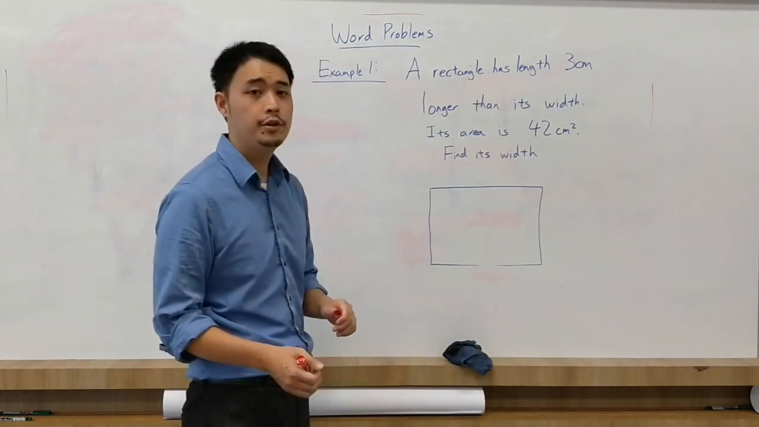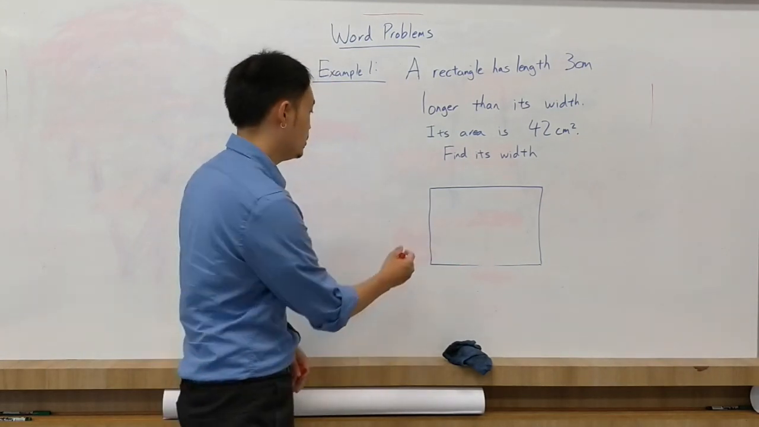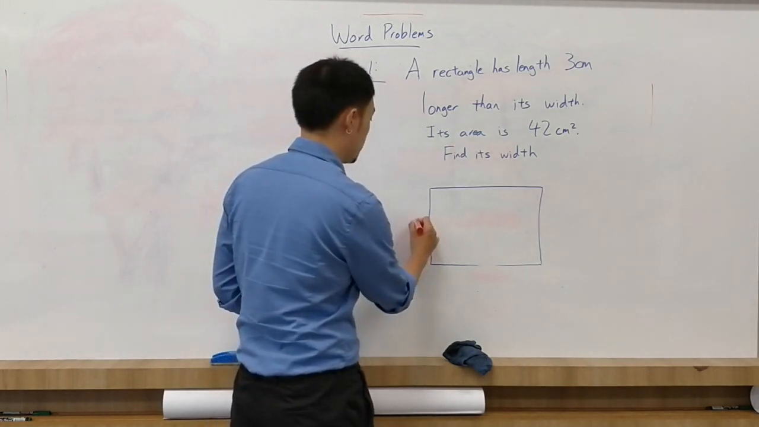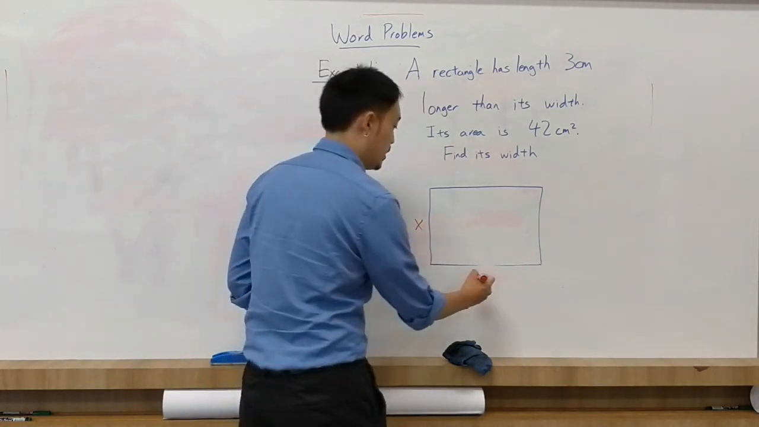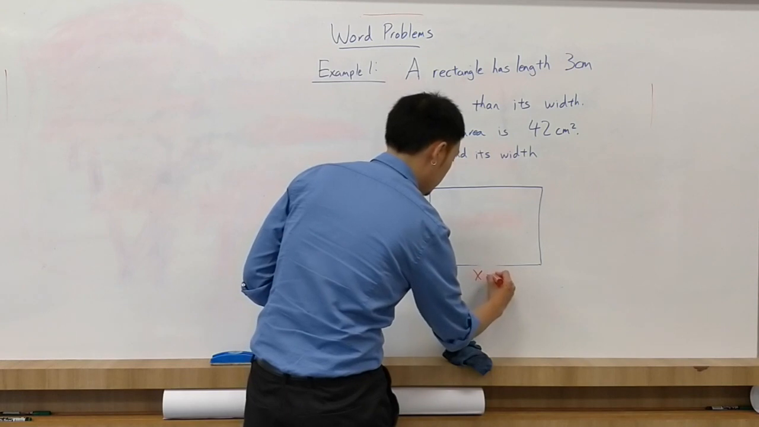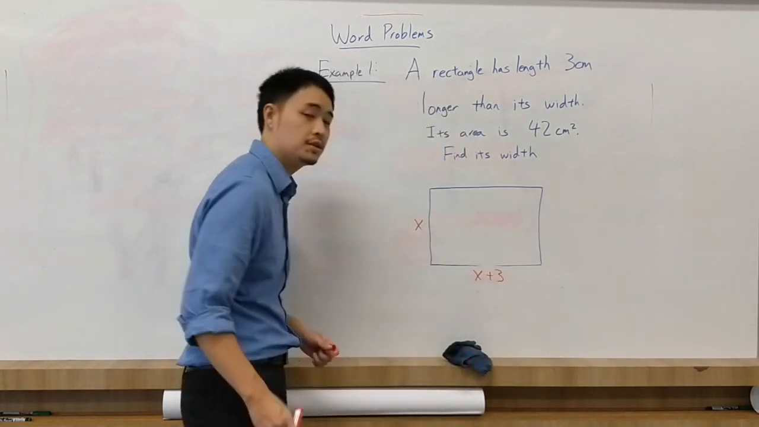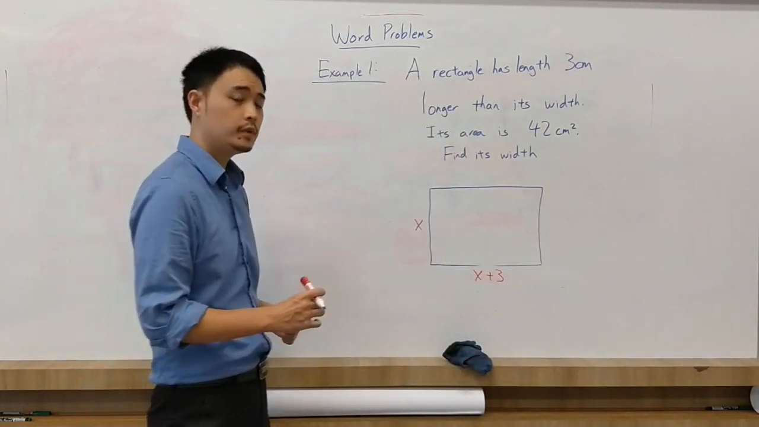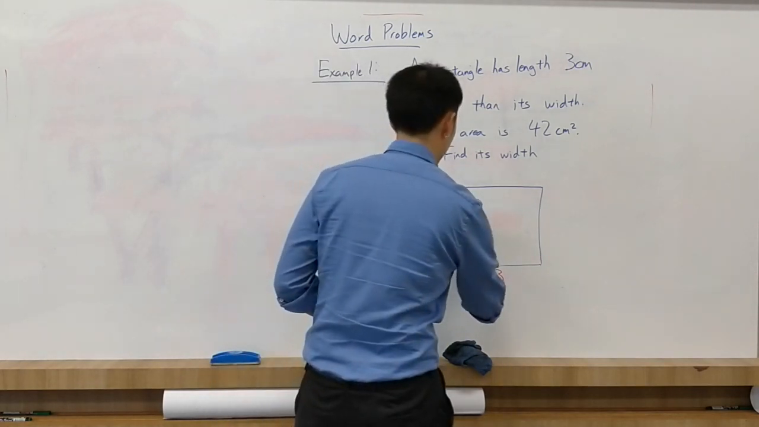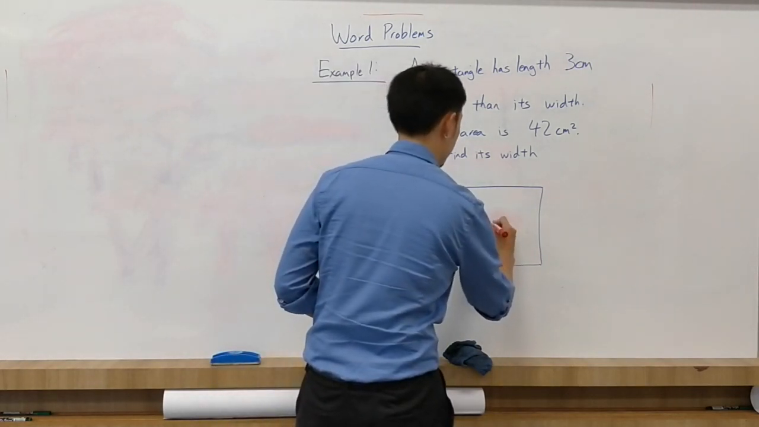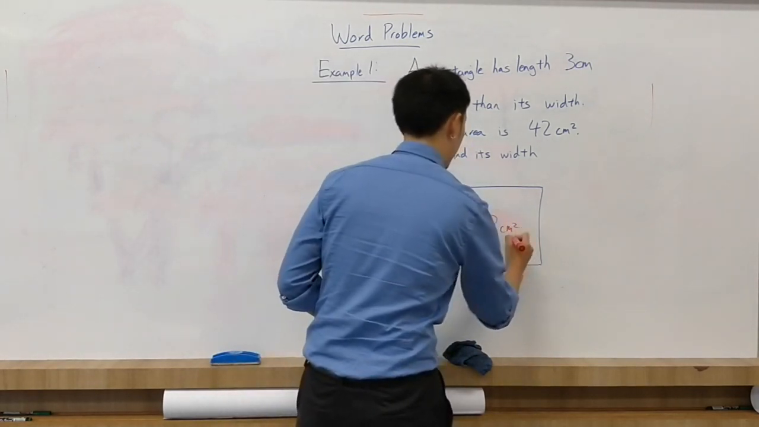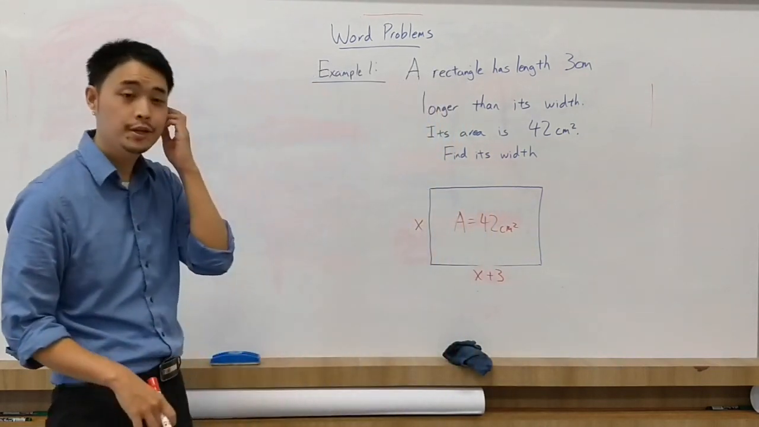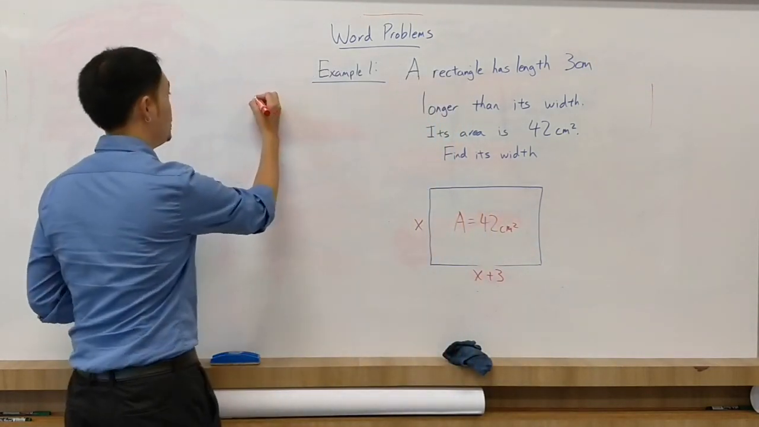So the first thing we want to do is set up our rectangle, and we know that the width, let's say the width is equal to x, and the length is 3 centimeters longer than that. So let's say the length is x plus 3. We also know that the area is 42 centimeters squared. So we have enough information to set up our equation.